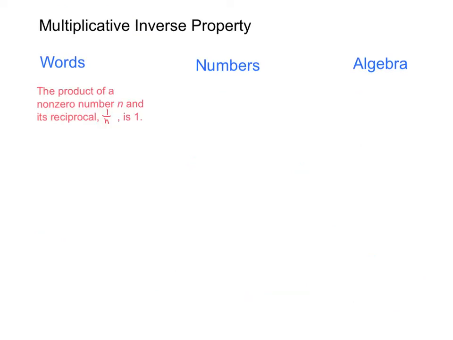The other property we're going to deal with is the multiplicative inverse property. What that means is the product of a non-zero number n and its reciprocal, which would be 1 over n, is 1. In numbers, it looks like this. If we had 5 times 1/5, it would equal 1. If you actually did that out, 5 over 1 times 1 over 5, our 5's could cross factor out to be 1 and 1, equals 1 over 1, which we all know equals 1.